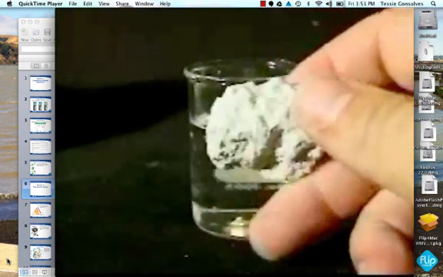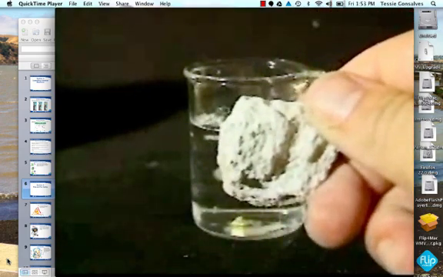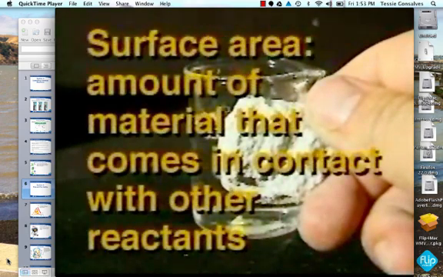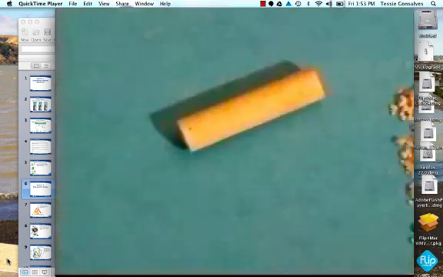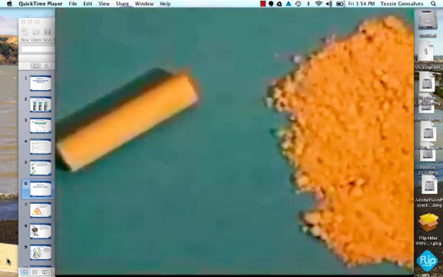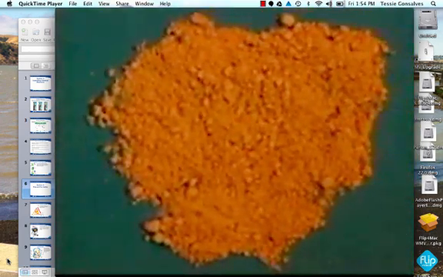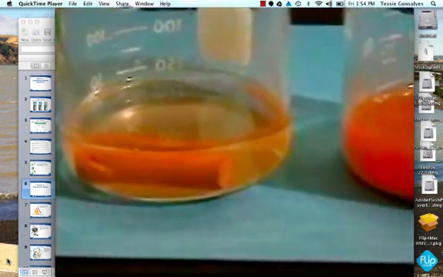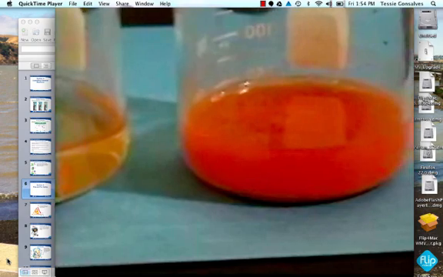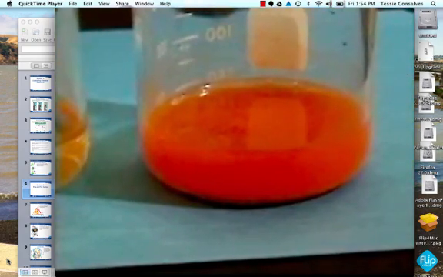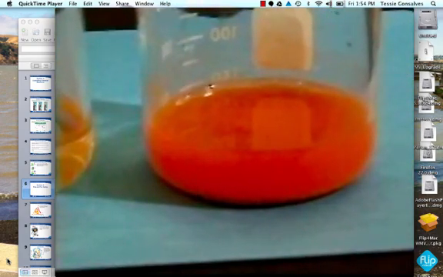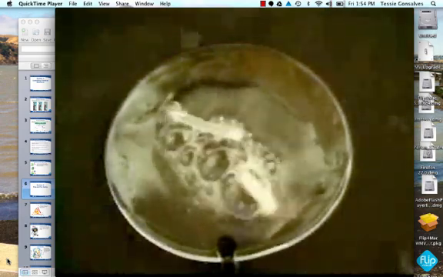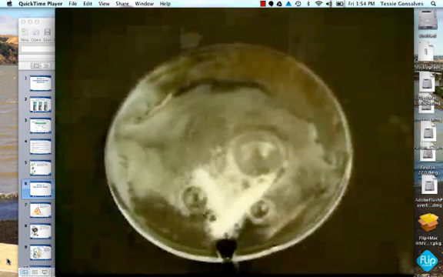Surface area also affects the reaction rate. Surface area refers to the amount of the material that comes in contact with other reactants. For example, this piece of chalk has less surface area than the same amount of chalk powder. A piece of chalk with less surface area reacts at a slower rate than the chalk powder, which has a greater surface area. Concentration can also influence reaction rate.